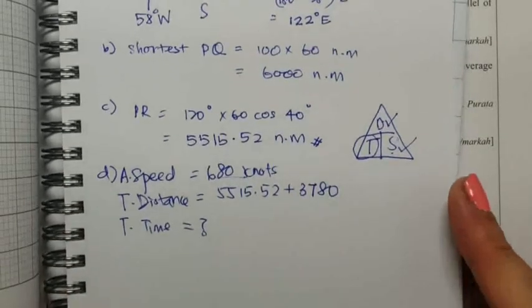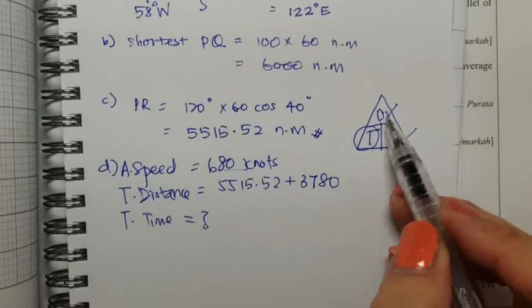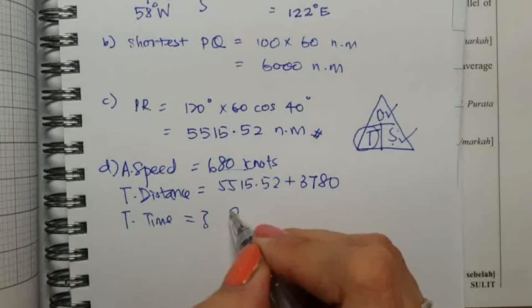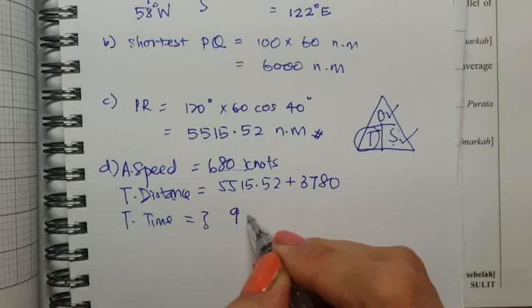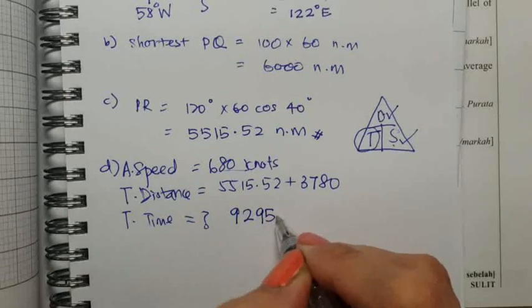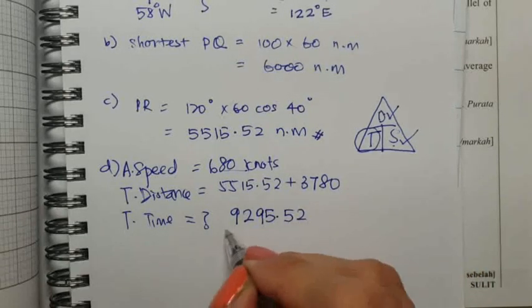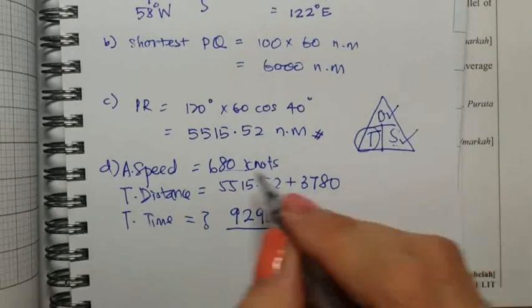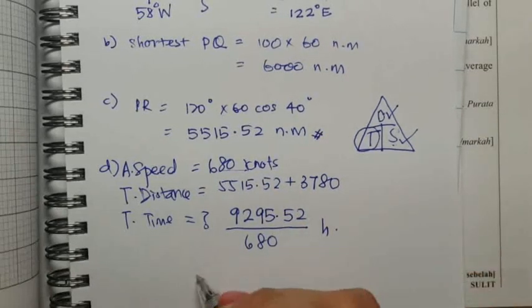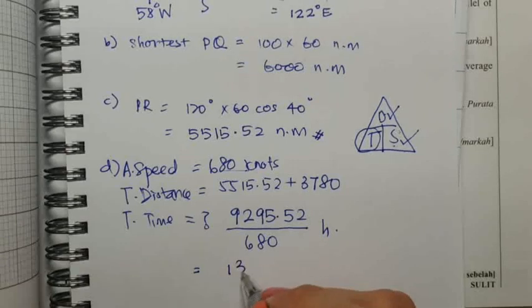Now we can find the total time taken. Total time is total distance. So the total distance, when you add up, you will have 9,295.52 divided by the speed. The speed is 680. And the time should be in hour. There we go.